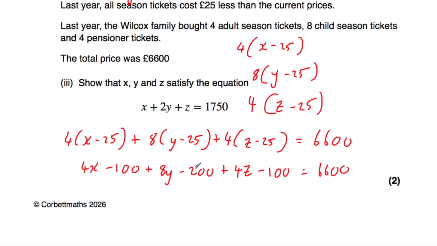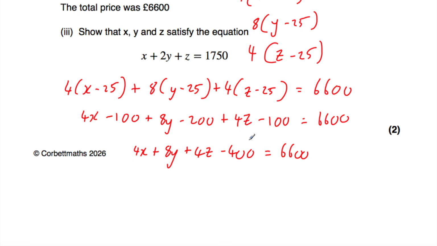Minus 100, minus 200, that's minus 300. Minus another 100, that's minus 400. So we've got 4x plus 8y plus 4z minus 400 equals 6,600. Then if we add 400 to both sides, we'd be left with 4x plus 8y plus 4z equals 7,000.